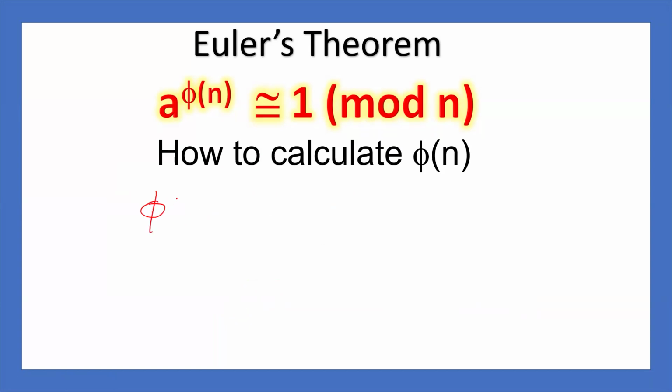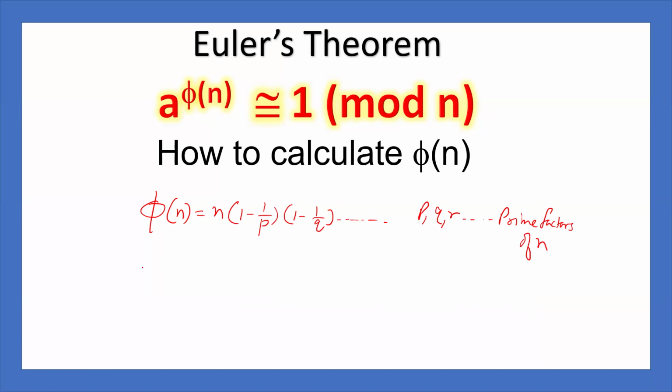To calculate phi(n), the formula is n times (1 minus 1 by p) times (1 minus 1 by q), and so on, where p, q, r are the prime factors of n. They are prime numbers. Let us calculate one example, say 40. 40 can be written as 2 to the power 4 into 5, so it has two prime factors, 2 and 5.